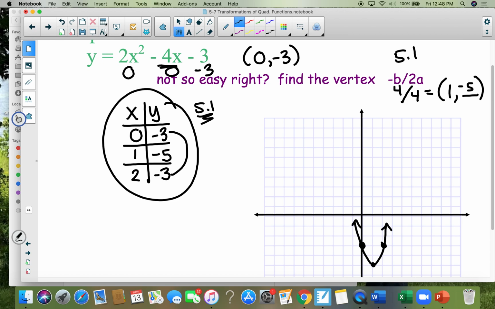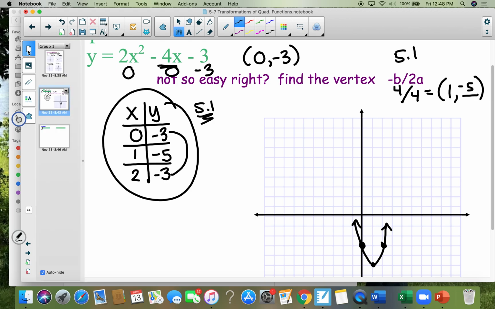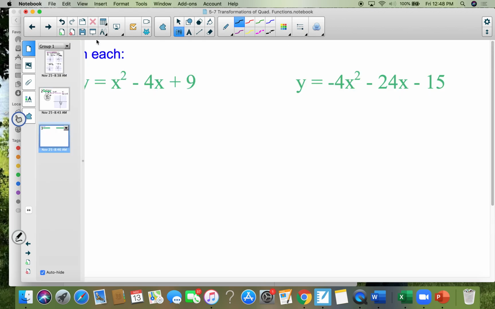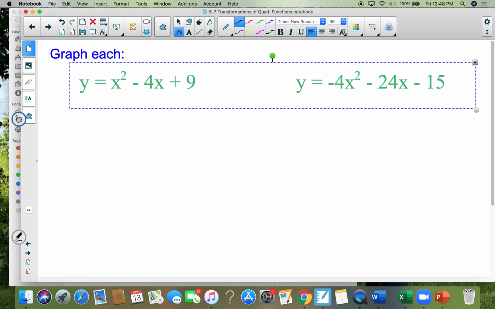So everything in 5.7 is the review from other sections that you've already learned throughout the year. So let's do 2 more. Graph again. So I'm going to find the point 0 comma. You're going to put 0 there. You're going to put 0 there, plus 9, which ends up being the number at the end.